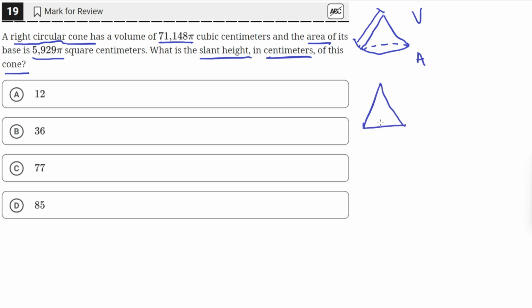It would actually just look like a triangle if we looked at the cone right from the side, where the bottom, the length of this whole thing, is the diameter. This is the height of the cone, and this is the slant height. We'll call it S. So what we need to do is find the diameter and the height, because using them we can do the Pythagorean theorem on this right triangle to find the slant height.